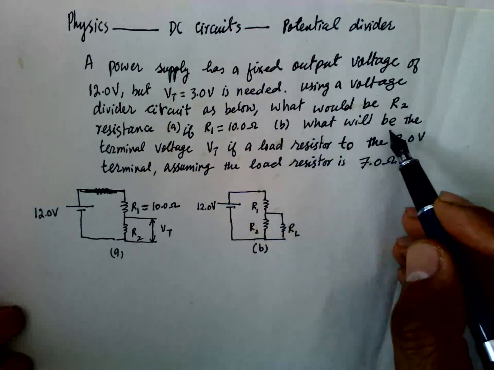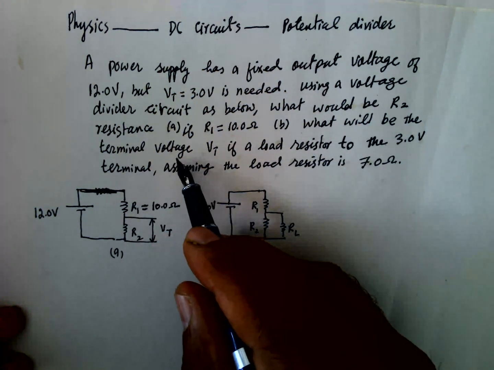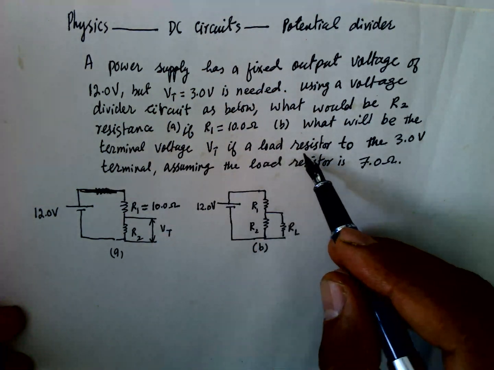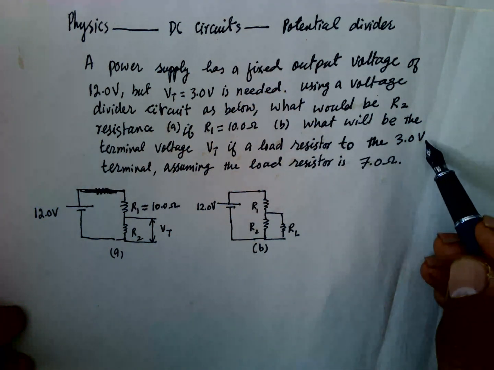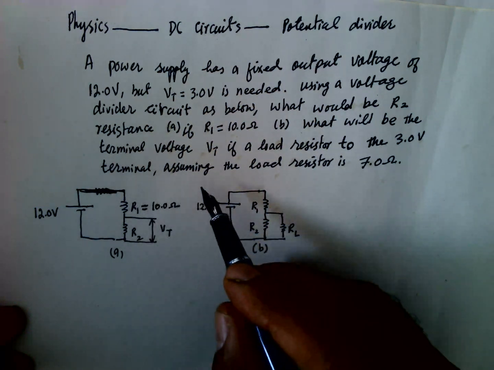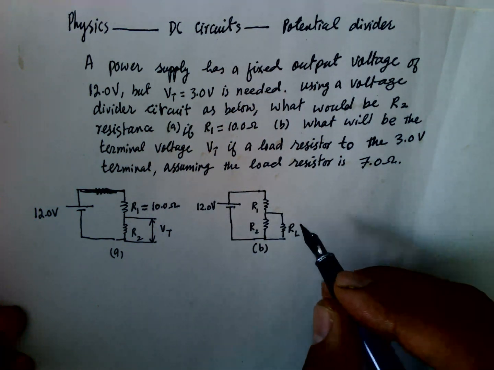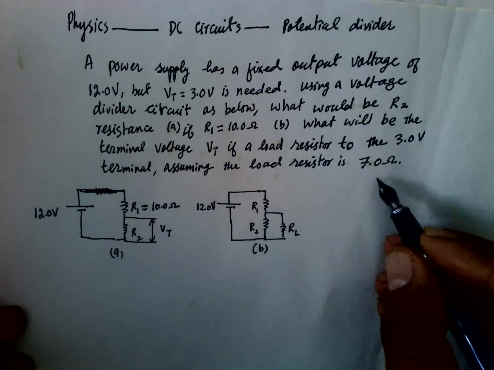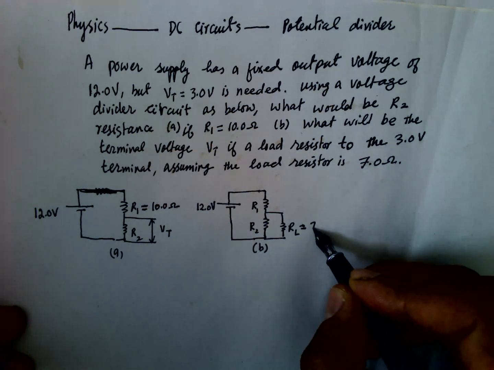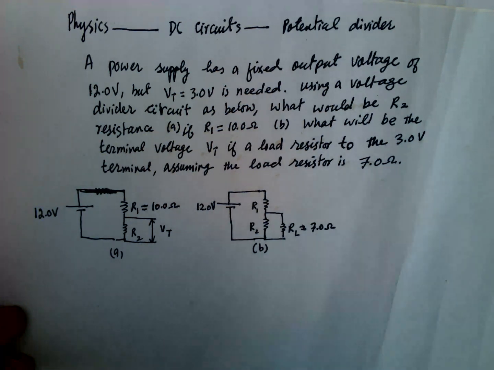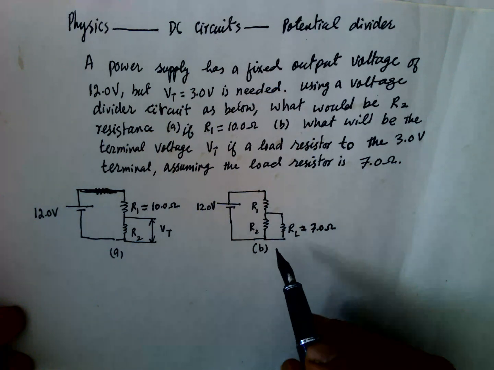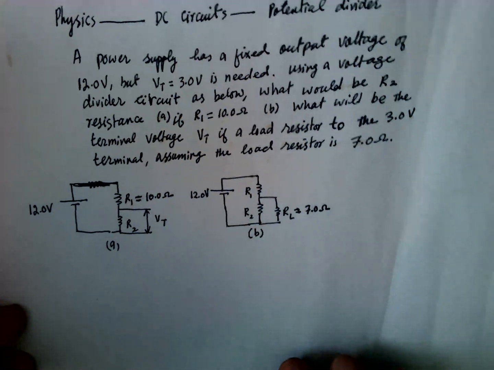And B, what will be the terminal voltage Vt if a load resistor to the 3 volt terminal is attached, assuming the load resistance is 7 ohm. So this is equal to 7.0 ohm. So the load resistor is definitely in parallel.